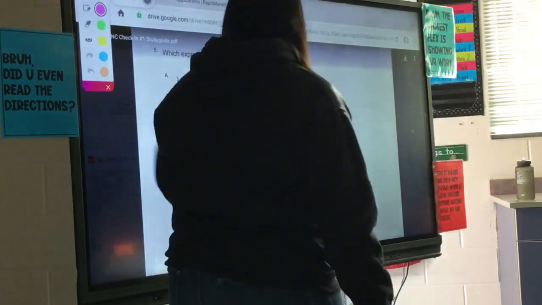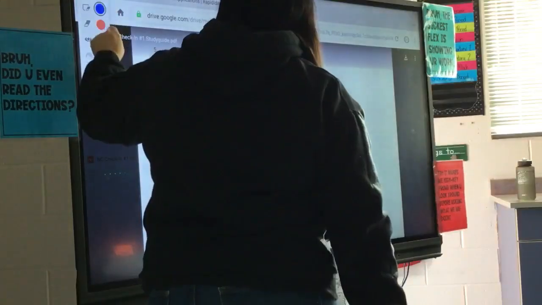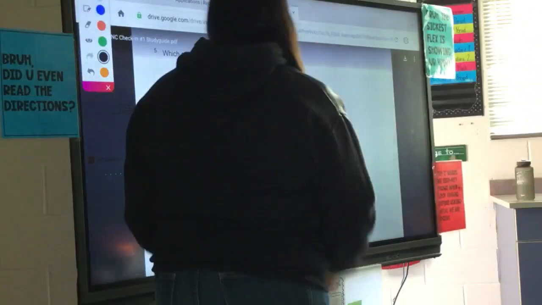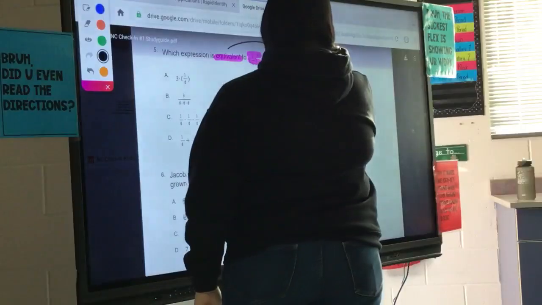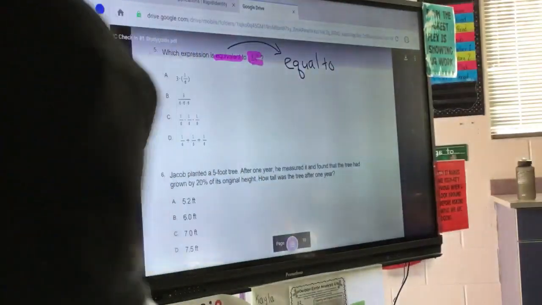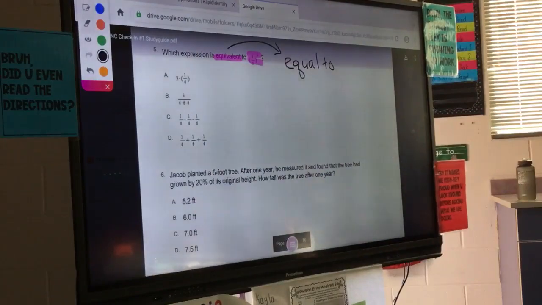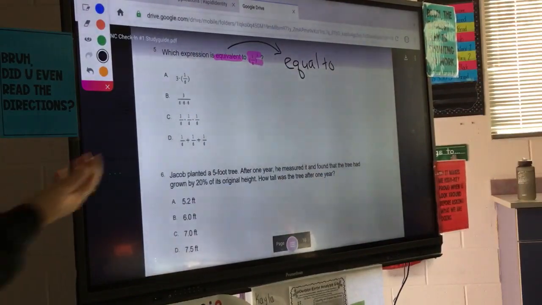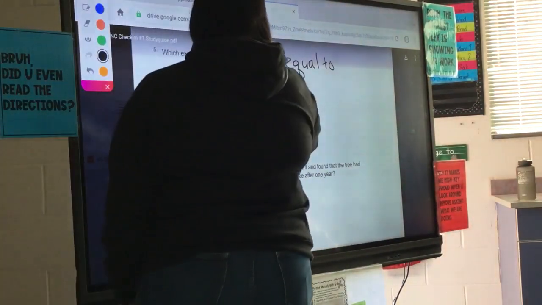All right, this problem says, which expression is equivalent to that? The word equivalent means what? Equal. So you have to find something that is equal to this. Now, this can be a very hard problem, or a very easy problem, depending on how you look at it. What are we actually doing with 1/6 to the third power?